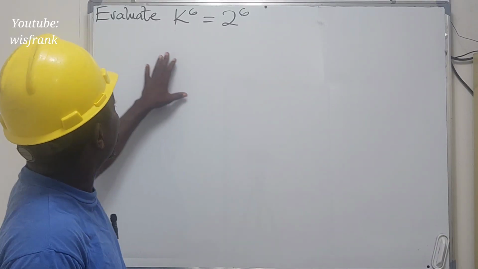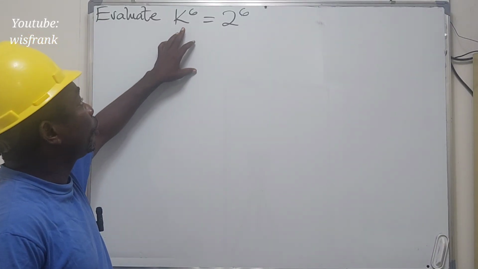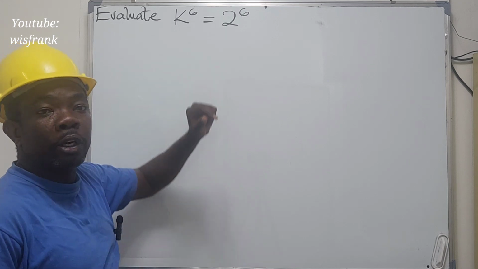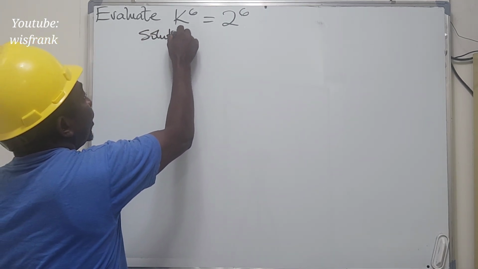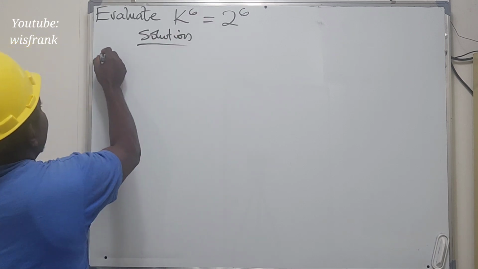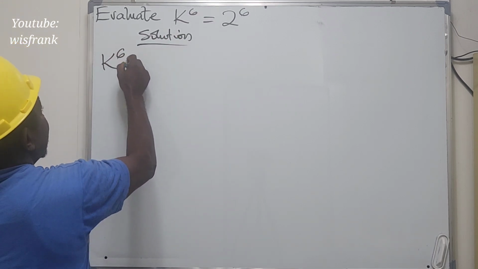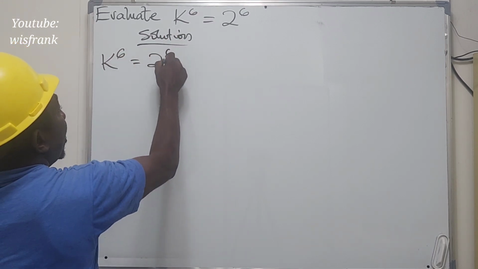For today, we are looking at this question that says evaluate k to the power of 6 equals 2 to the power of 6. So we are going to evaluate this equation to find the value of k. From the question, we are given k to the power of 6 equals 2 to the power of 6.